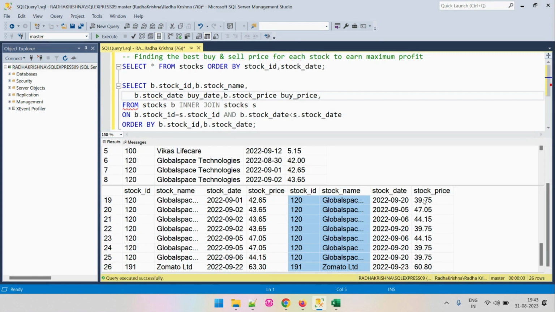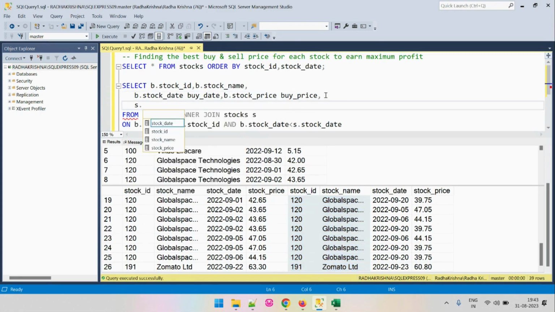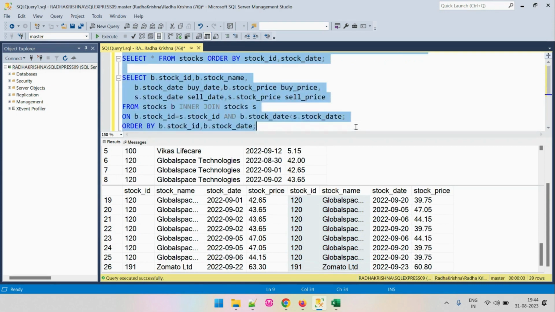And the remaining two columns are coming from the sell table. So we will use that alias and get these columns, and let's name it sell date for the stock date, and s dot stock price, let's name it as sell price. So now we have renamed the columns and only kept what is required. We have eliminated these two columns as it is kind of redundant data. So now let's run it and see the changes that we have just done.